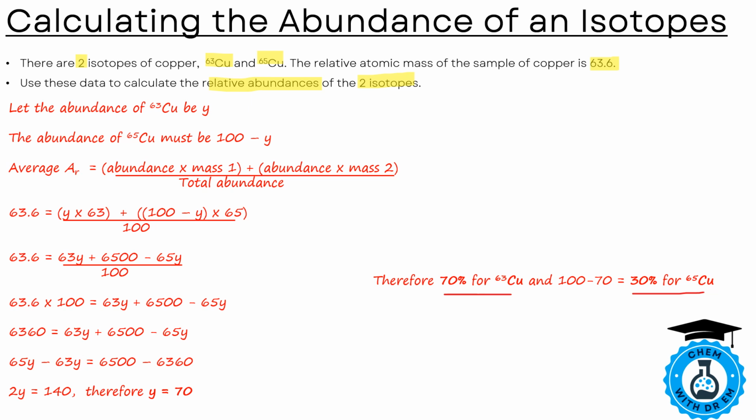Going back to what we said at the very start, letting the abundance of copper-63 be y and the abundance of copper-65 being 100 minus y. If you wanted to, you could check this again by plugging those numbers into your average relative atomic mass calculation, just to check that that does give you 63.6.